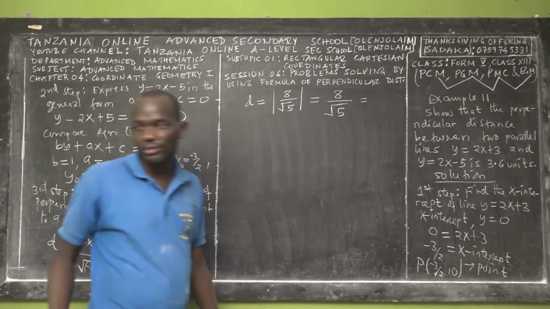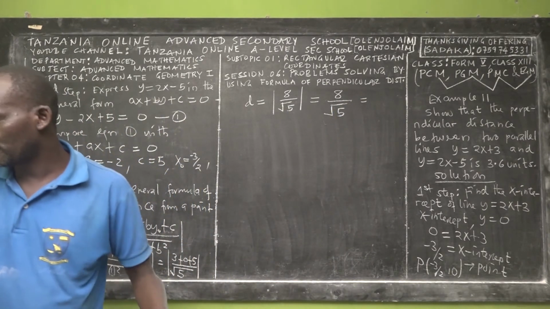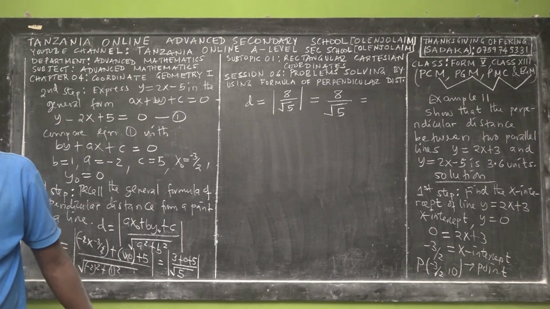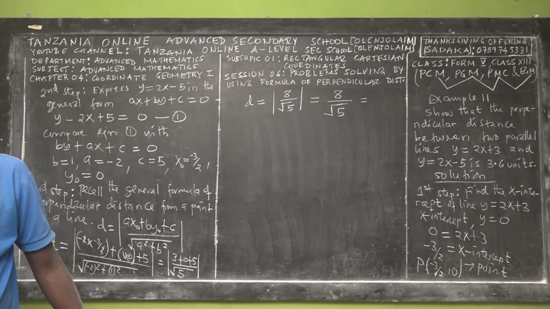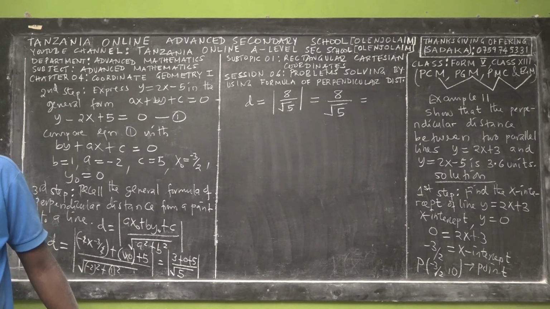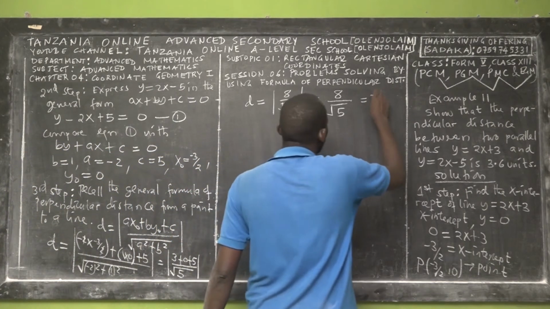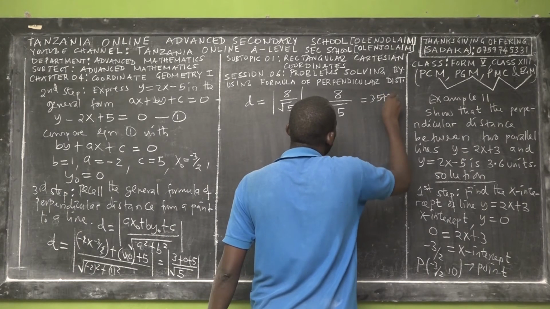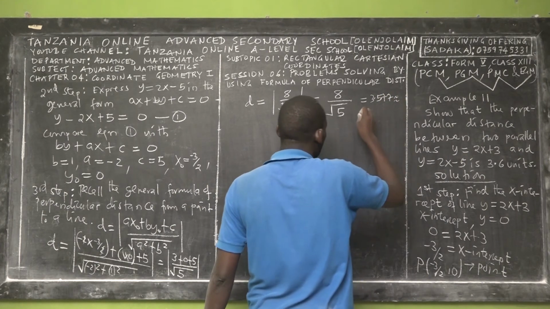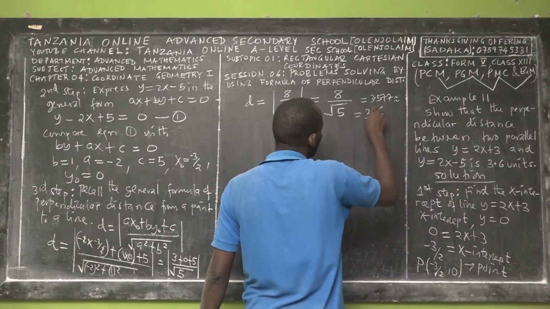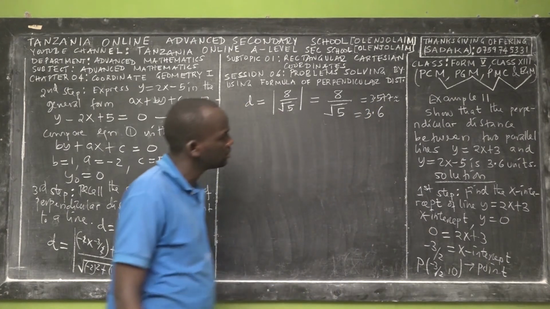So use your scientific calculator just to do the computations. You find the square root of 5, the answer is 2.22, so you take 8 over the response. The answer is 3.577. If we estimate, the answer is 3.6 in one decimal place.